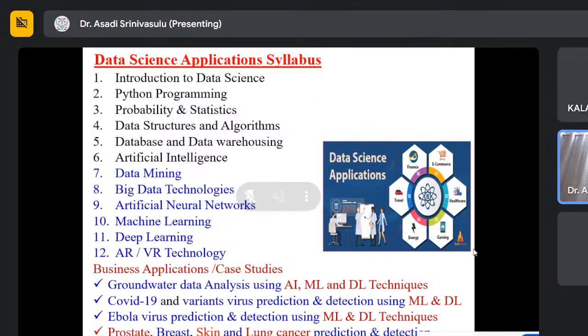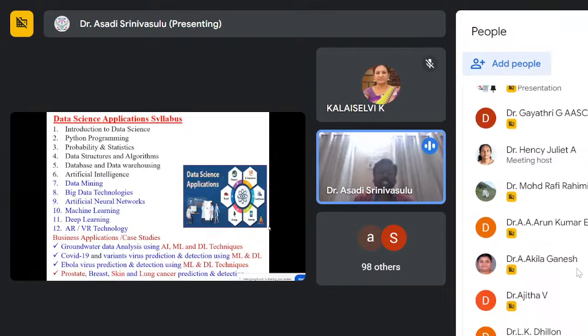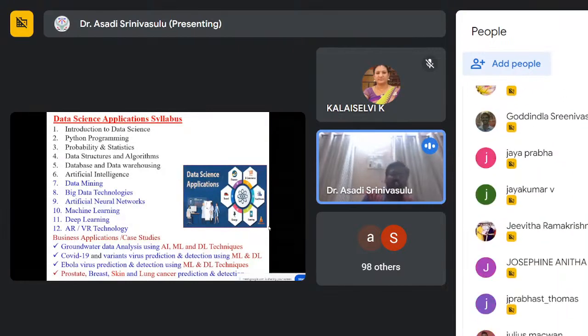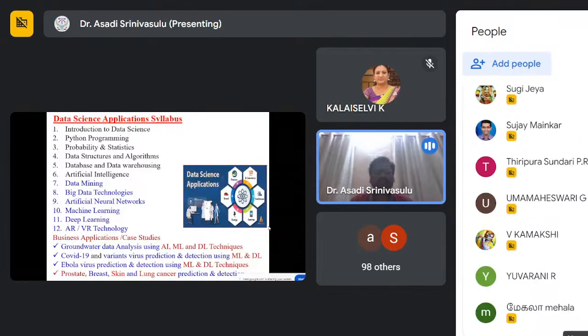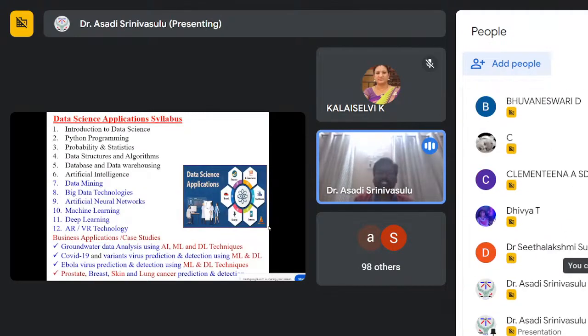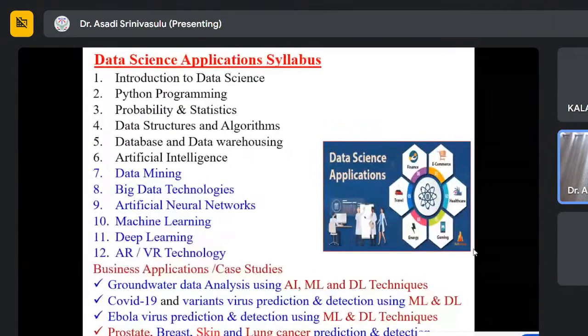Clustering is nothing but grouping based on a similarity measure, where the objects behave similarly among themselves. How do we find the similarity measure? Square root of (x1 minus x2) whole square plus (y1 minus y2) whole square. Then reinforcement learning is based on punishment and reward, which we use to solve problems, especially in gaming applications. There are various techniques under reinforcement learning.